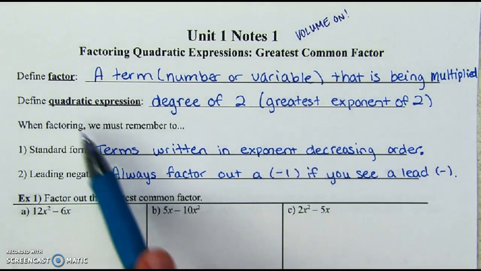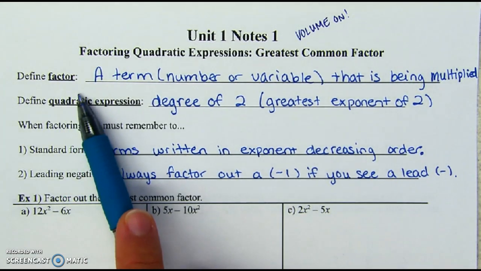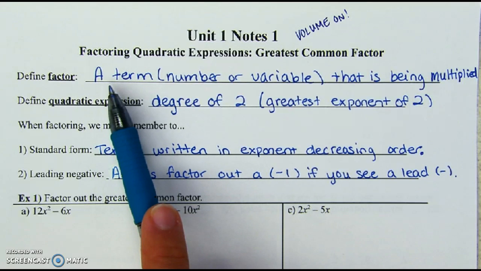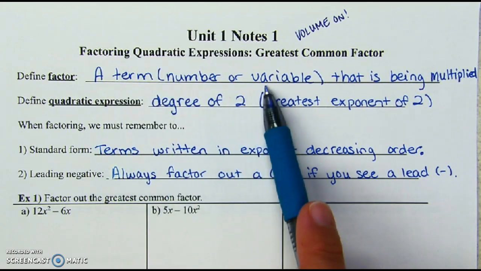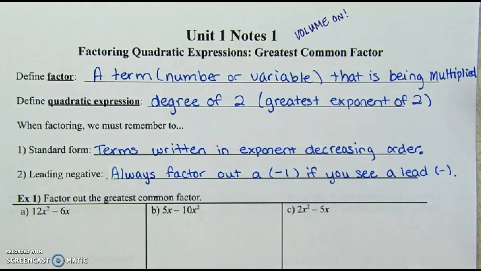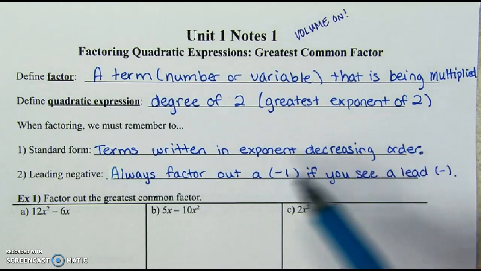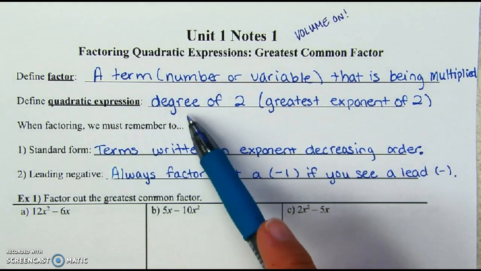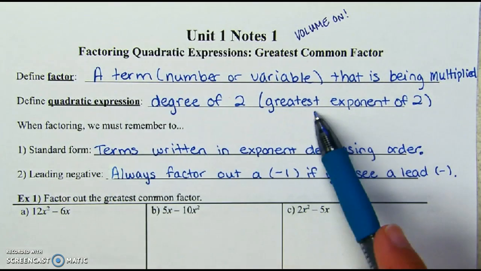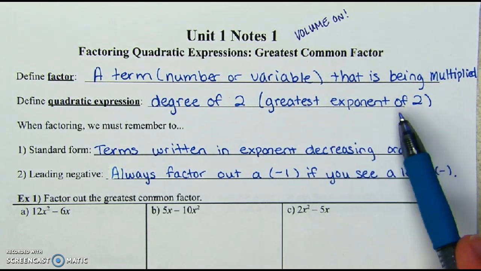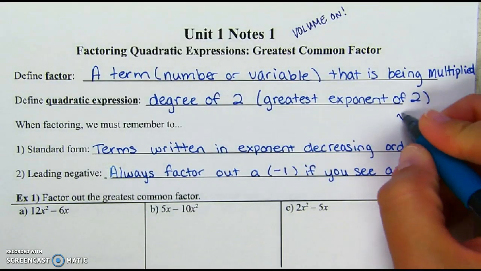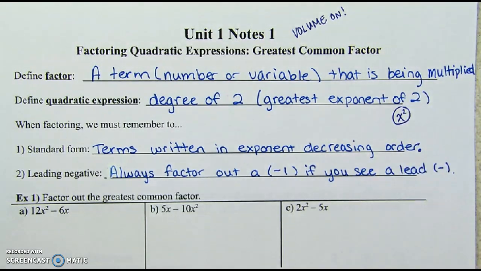So some definitions. When I say factor, a lot of kids have no idea what I'm talking about. A factor is a term, a number or variable that is being multiplied, so not being added or subtracted. A quadratic expression has a degree of 2, meaning the greatest exponent you see is 2. You will have an x squared in it and nothing bigger than that.